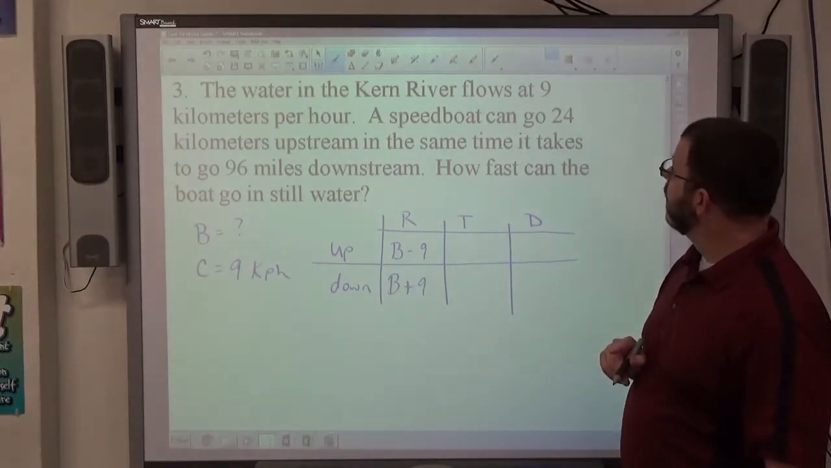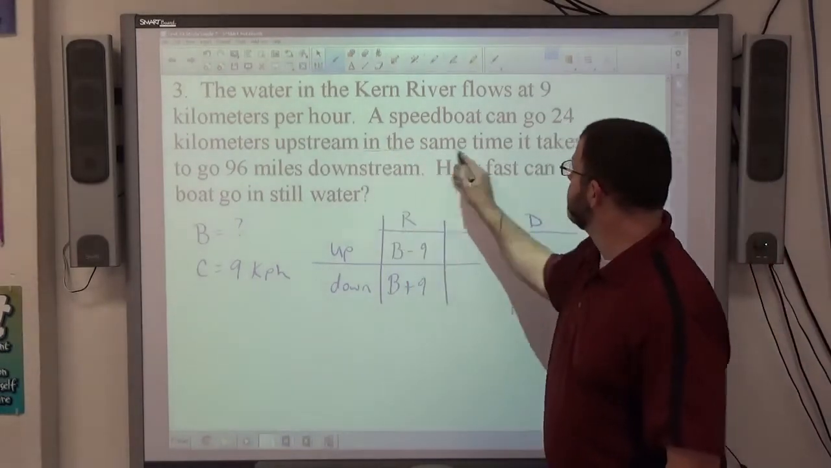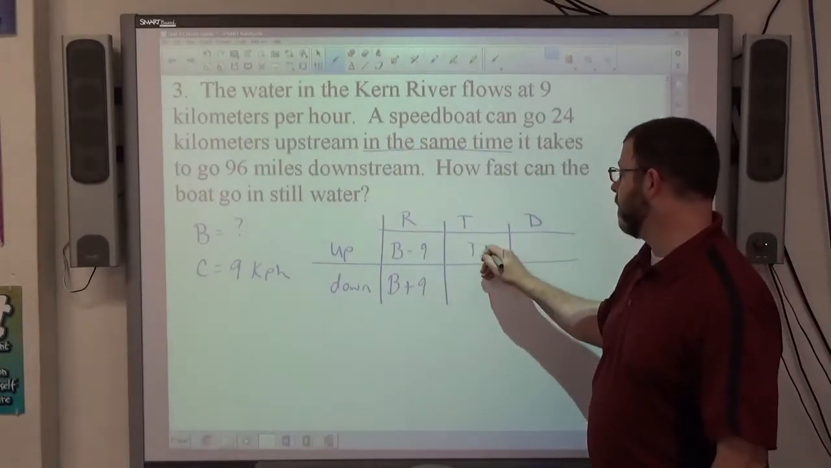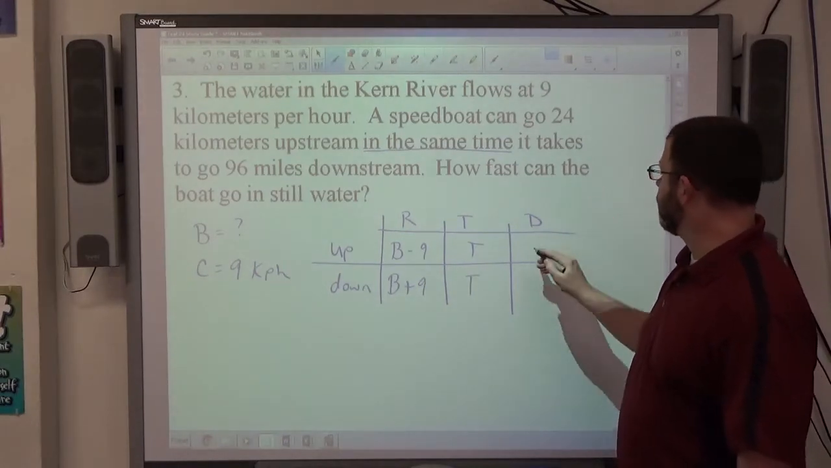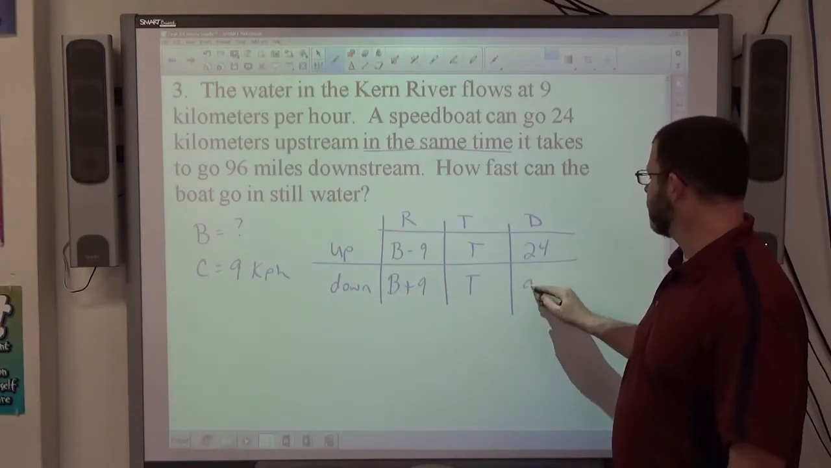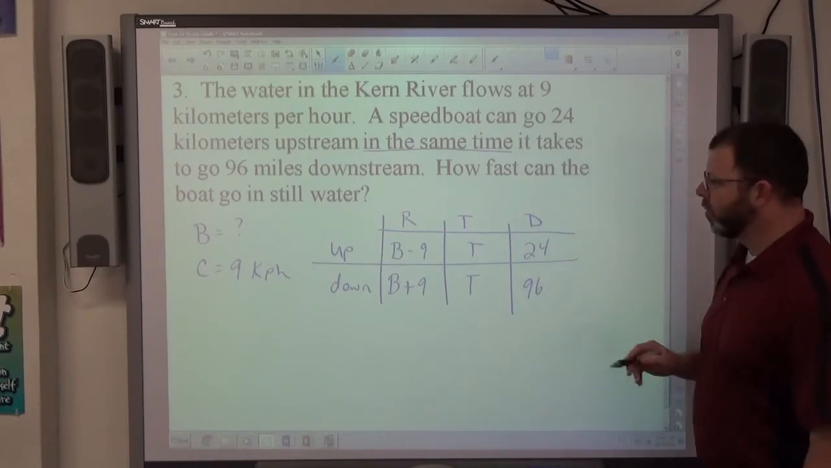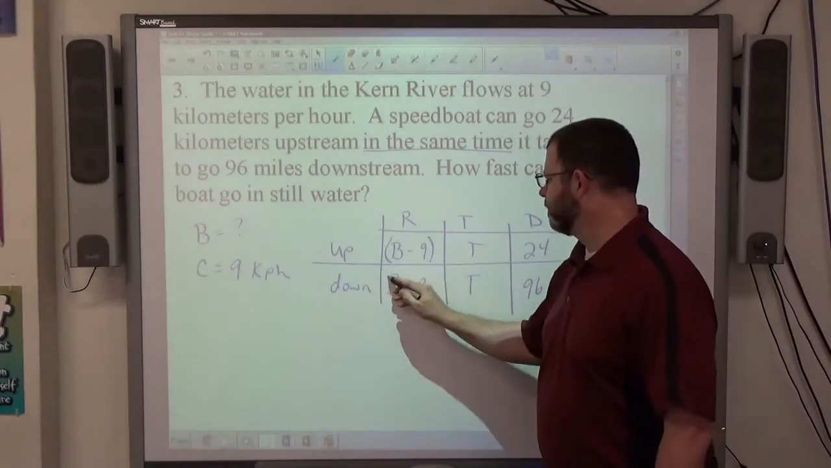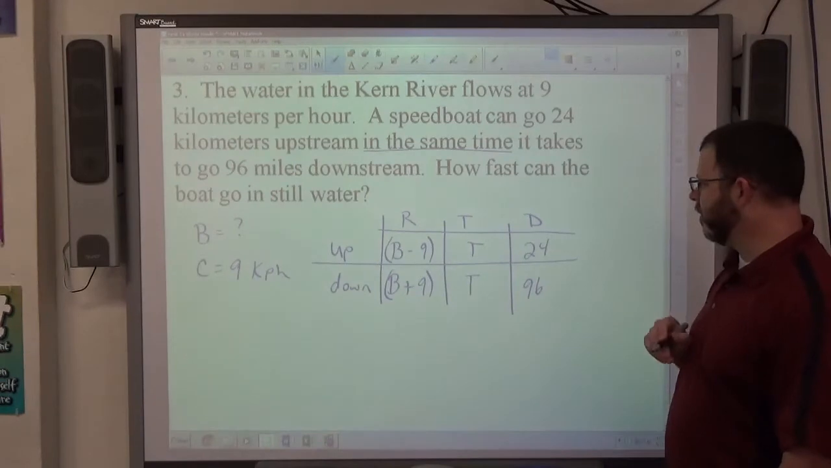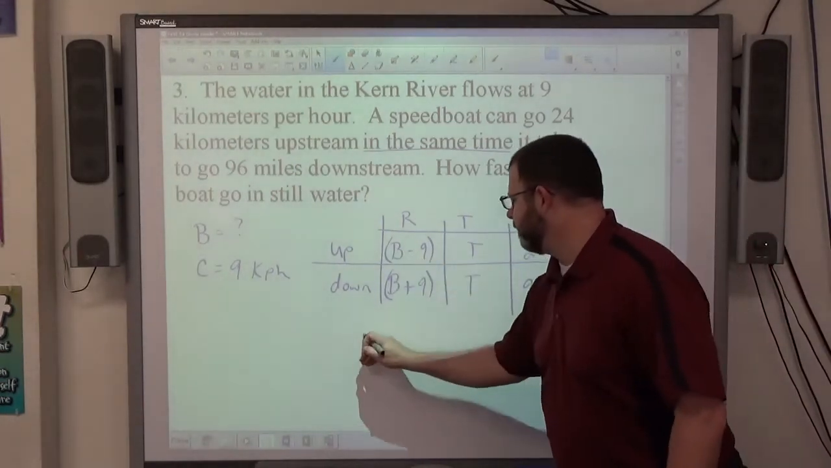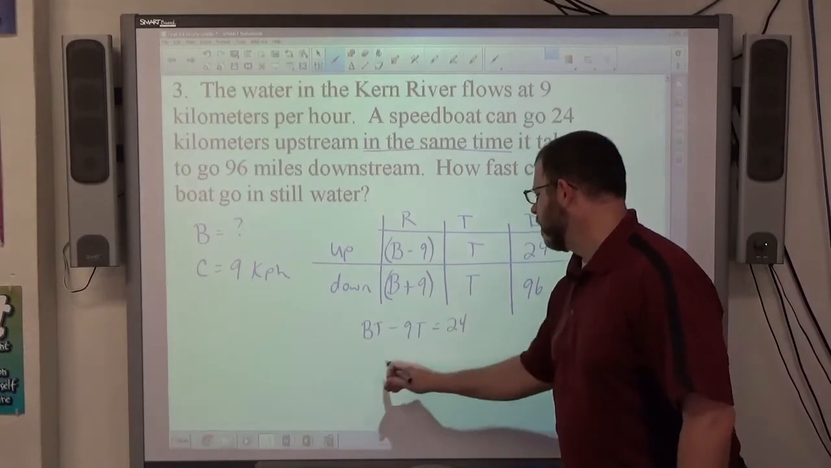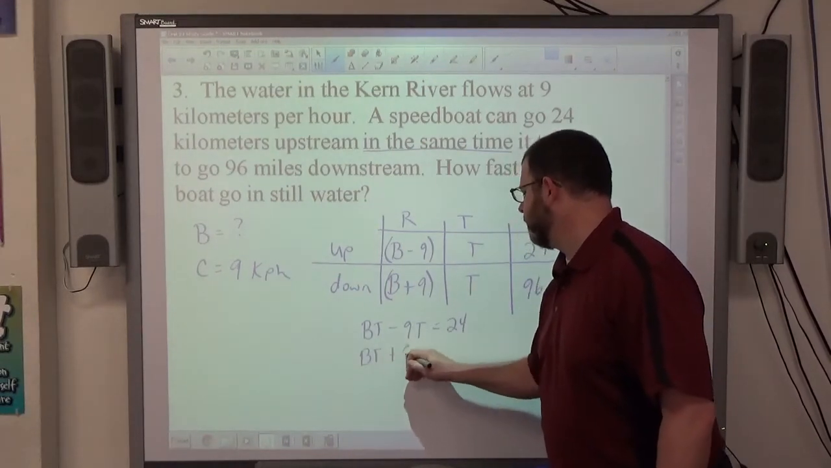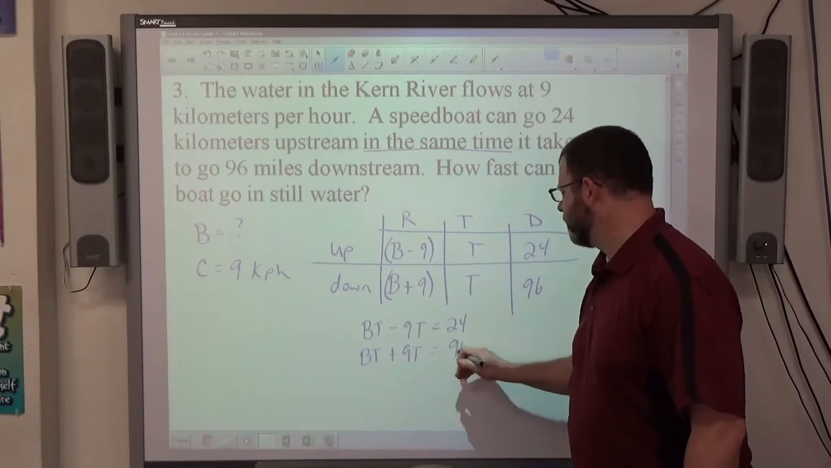Time. See, in the same time. So again, they don't tell us the time, but they're the same, so time. And we're going 24 kilometers upstream. We're going 96 kilometers downstream. So once again, it's a lot like the first one. Binomial times time equals distance. So BT minus 9T is equal to 24. BT plus 9T is equal to 96.